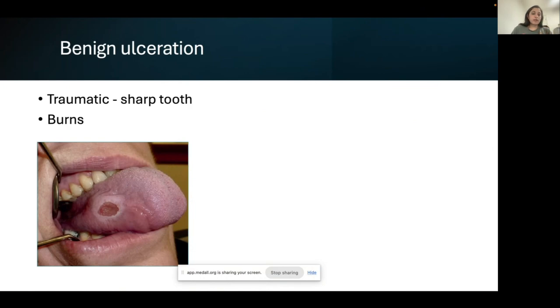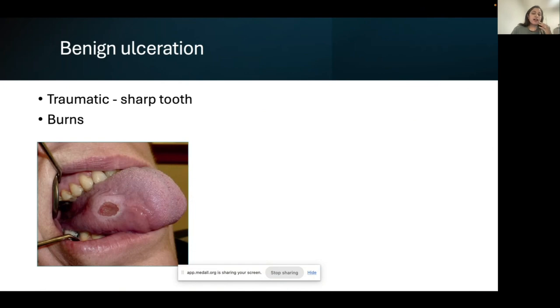This ulcer, for example, if you couldn't see that it was obviously a sharp tooth and the patient didn't say it, you would probably refer it. But you can see it looks a lot less suspicious than the other one. It's very clear cut. You can tell it's a small enough area that people would bite on it.